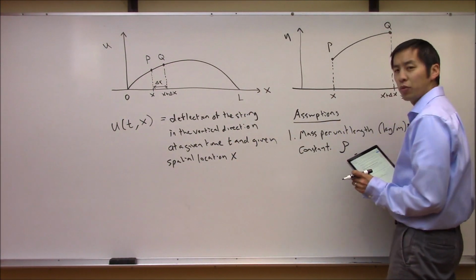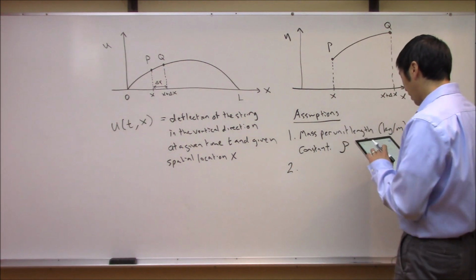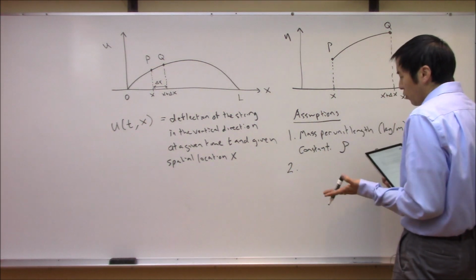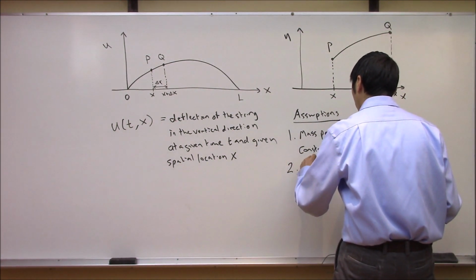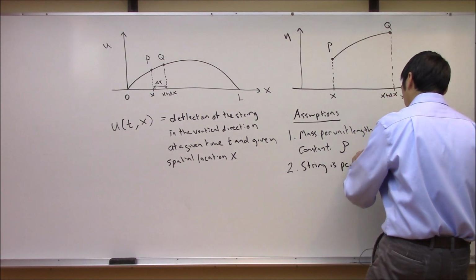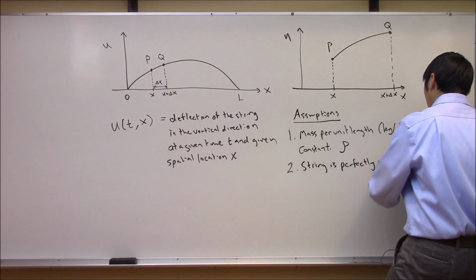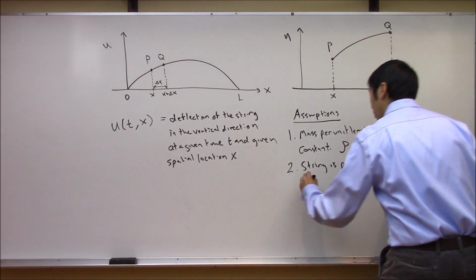So let's come back to our assumptions. The second assumption that we'd like to make is that the string is perfectly elastic. So let's write that down. String is perfectly elastic and offers no resistance to bending.